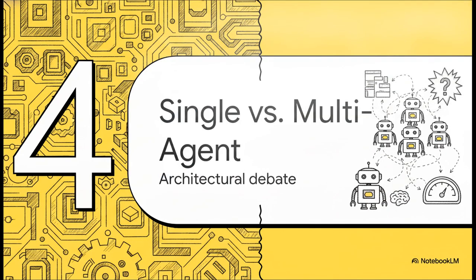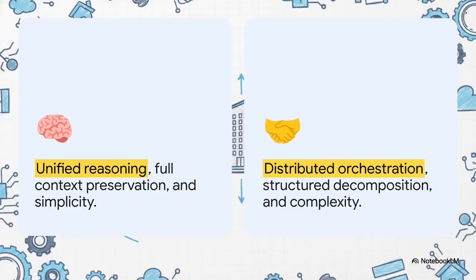Now, armed with these patterns, developers face a major structural choice. So let's dive into Section 4, Single versus Multi-Agent, the great architectural debate. Here's the crucial trade-off. On one side, we have single-agent systems, or SAS. These offer unified reasoning, full context preservation, and they are generally simpler and much easier to maintain. The model sees the entire problem context at once with a single uninterrupted train of thought.